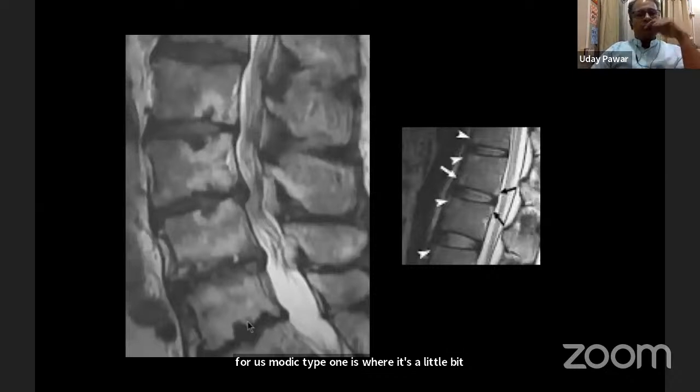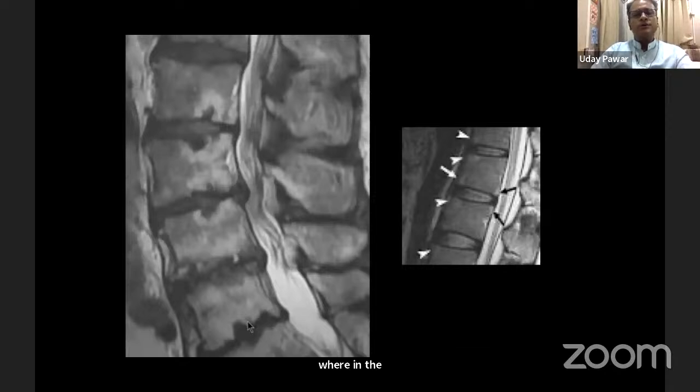Then you get these diffuse changes of Schmorl's node, wherein the disc herniation happens intraosseously, through the end plate to the adjacent bones, and that can sometimes give rise to acute back pain, and you can correlate that with your patient. But you see these things at multiple levels as well. Sometimes an acute Schmorl's node can present with significant back pain, and if you see edematous changes of an acute Schmorl's node on T1 and T2, it might correlate with your patient.